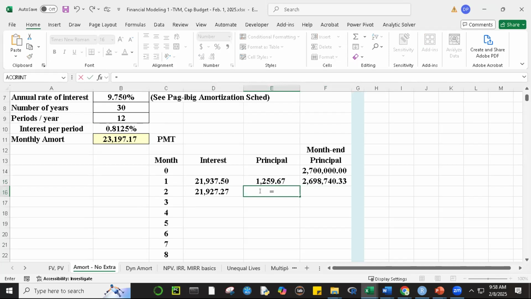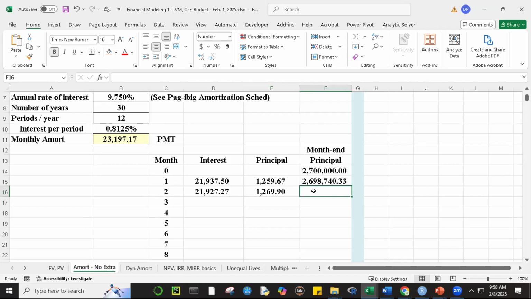So your principal payment now will be your monthly amortization minus the interest payment. What's left of your payment is for the principal, and your principal payment went up because your interest went down. Take note that this amount, the 23,197, will either go to interest payment or reduction in principal. So what will now happen to your principal? It will be the ending balance of your principal minus whatever you pay to the principal. Once again, it went down by just 1,000.